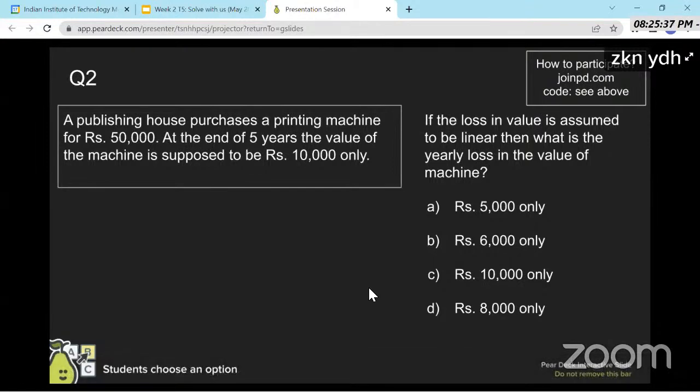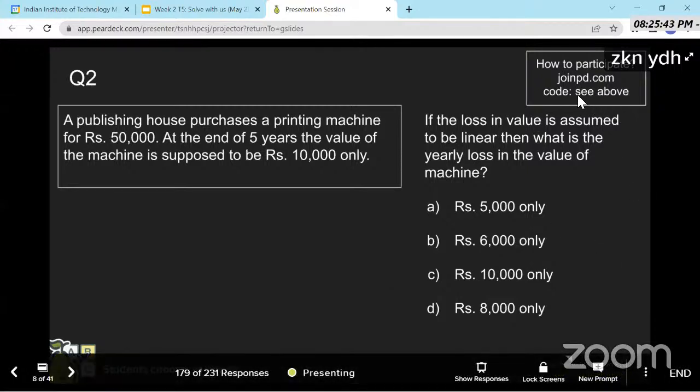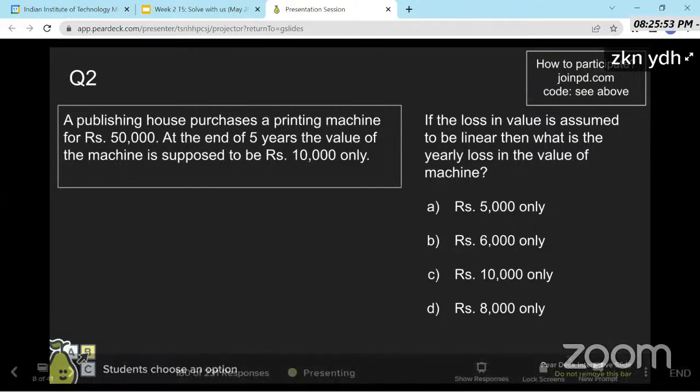Sir, where can I put the answer? Yeah, Narayanan. I don't know whether you have participated through joinpd.com. Did you do that? No, sir. Go to that and then use the code which you can see on the top right corner. Okay, and then you'll be able to participate.